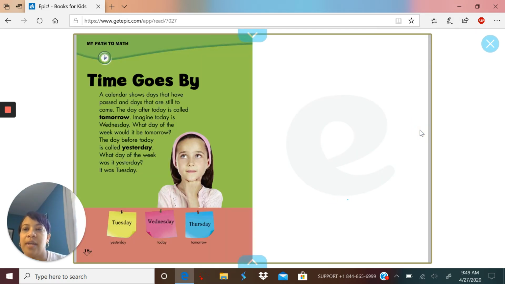Time goes by. A calendar shows days that have passed and days that are still to come. The day after today is called tomorrow. Imagine today is Wednesday. What day of the week would it be tomorrow? The day before today is called yesterday. What day of the week was yesterday? It was Tuesday. Now, this is all based on if today was Wednesday. The day after Wednesday would be Thursday, the day before Wednesday would be Tuesday.